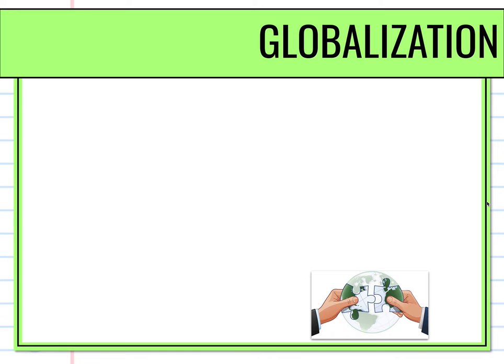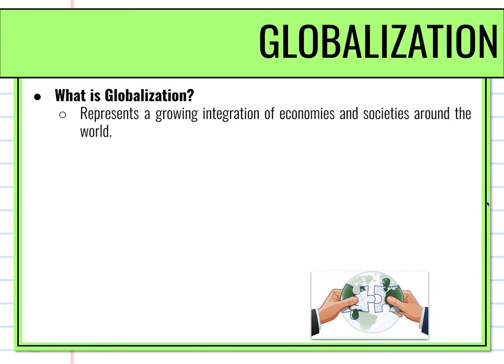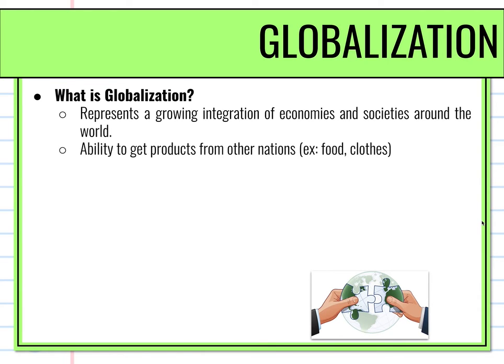So in summary, globalization is global trade. Trading products, services, ideas, cultures, all of these things. In recent years, there's been a lot of debate on whether or not globalization is good for the world. So again, globalization represents the growing integration of economies and societies, cultures, religions, ideas, ideologies, you name it, around the world. And it also gives you the ability to get products from other nations. For example, different types of food, different types of clothes, music, so on and so forth.